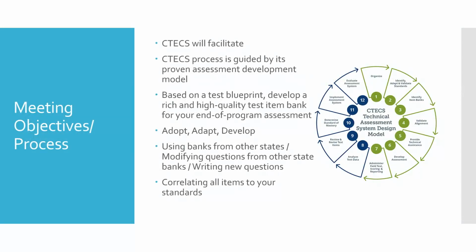This is your meeting. CTECS merely facilitates a process based on an assessment development model that works. As a group, we will identify an assessment blueprint based on an industry survey, highlighting the most important standards within your program. Then, we will use item banks from other member states to find and modify good questions, correlating those selected items to your own specific standards. We call this part of the process adopt and adapt.